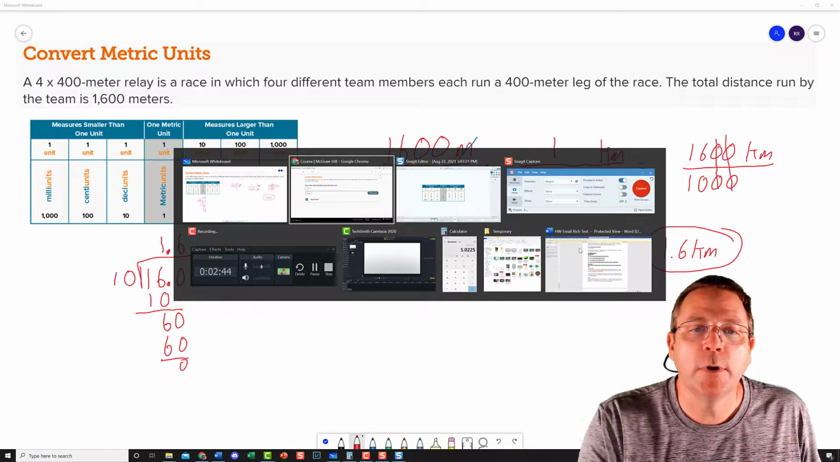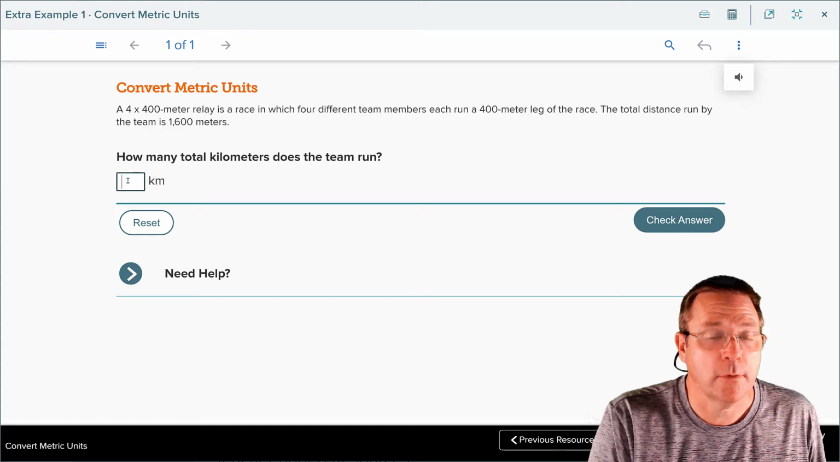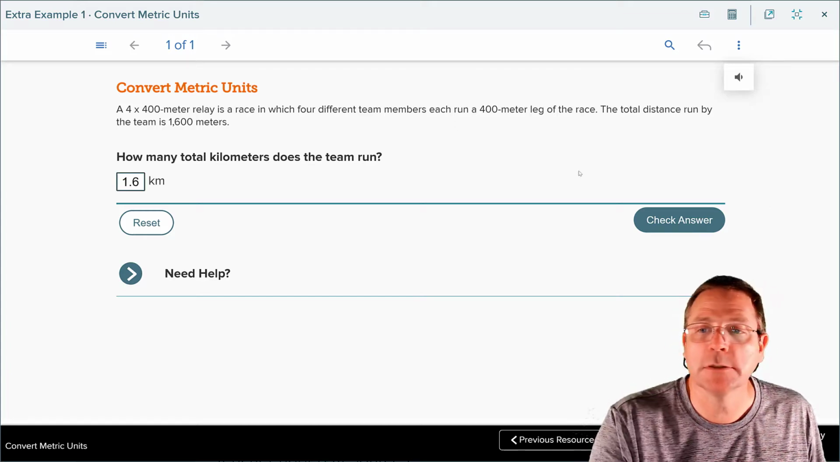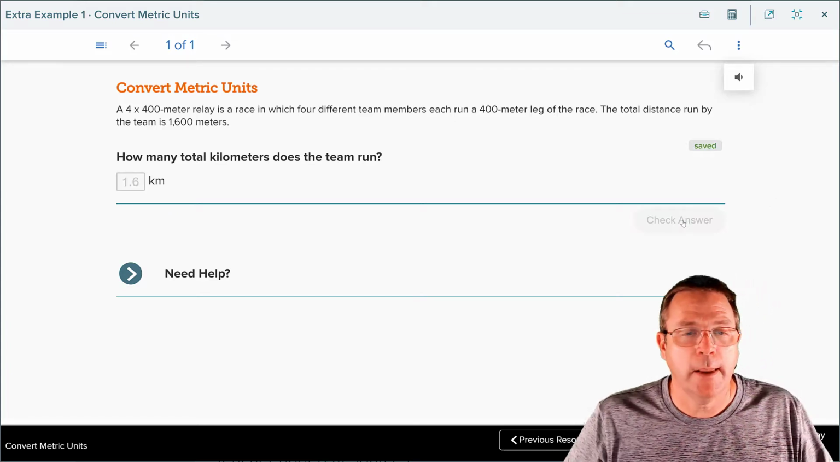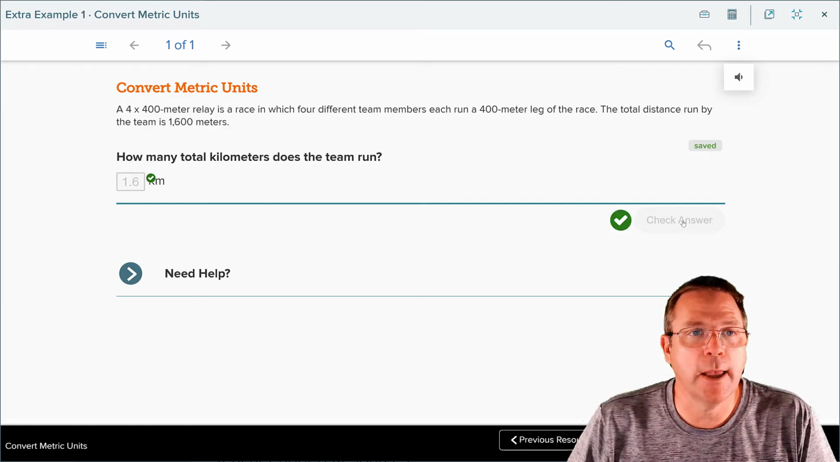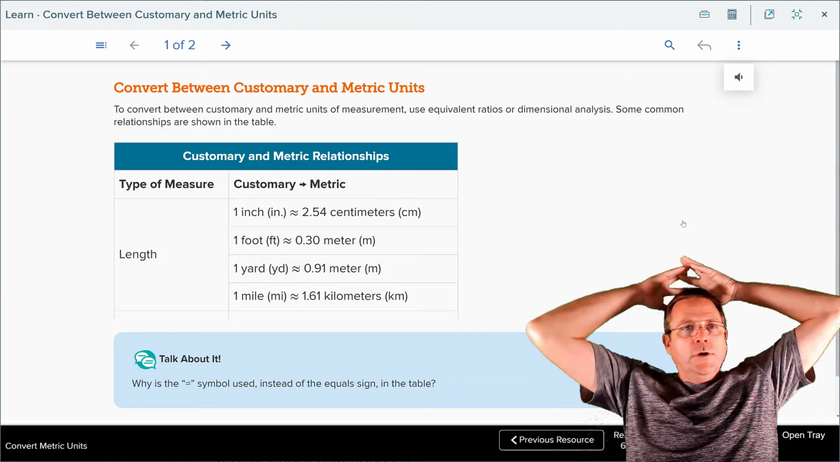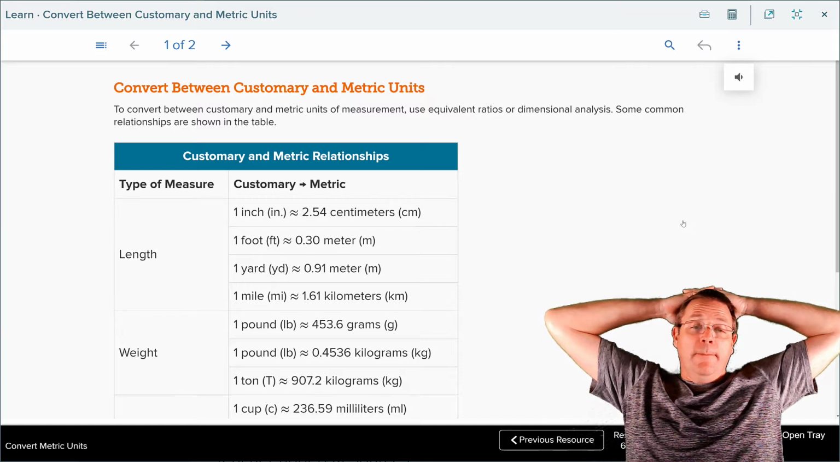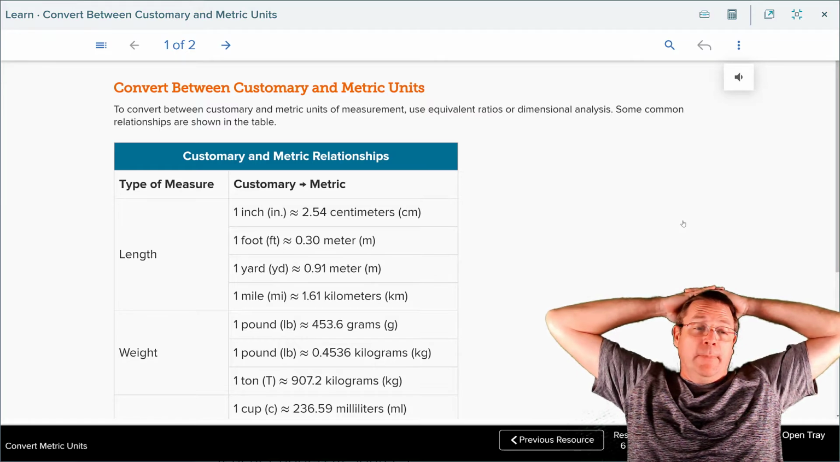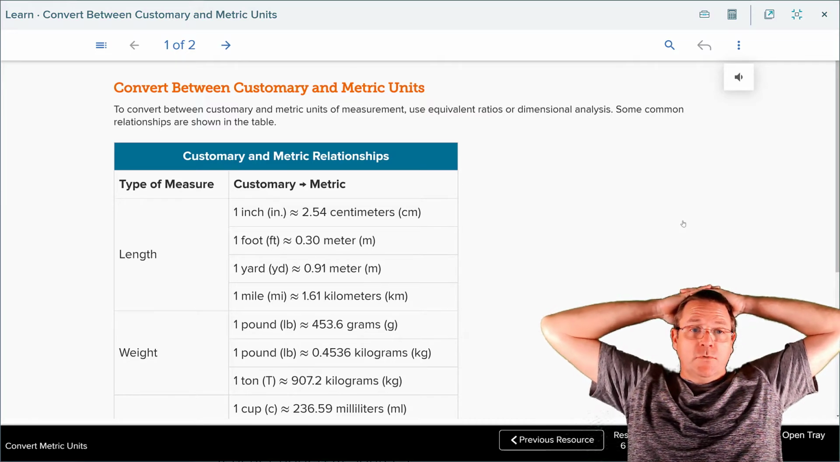Is that what you put in? Is that the correct answer? Let's find out. 1.6, check my answer, and we have success here. Excellent. To convert between customary and metric units of measurement, we're going to use equivalent ratios or dimensional analysis once again. And some of the relationships are shown.